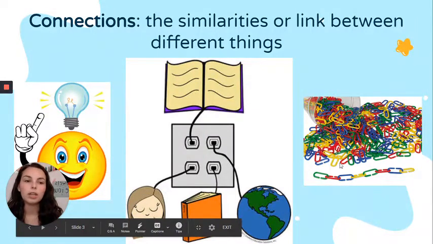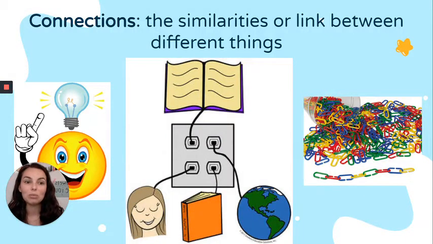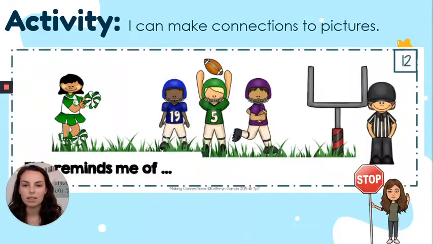So we can think of connections kind of like these little linking things that you might have played with at school before. They hook together because they have the same hook right there. So we're finding things that can connect.